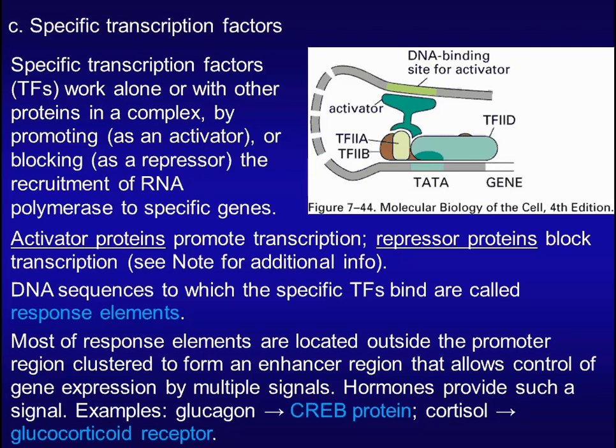Most of the response elements are located outside the promoter region, clustered to form an enhancer region that allows control of gene expression by multiple signals. Hormones provide such a signal. Examples include glucagon and cortisol. Glucagon controls gene expression by phosphorylation of CREB, a transcription factor. Cortisol controls gene expression by binding a steroid hormone receptor.